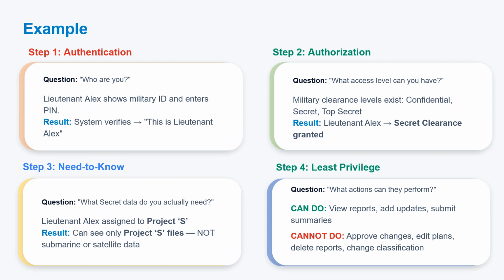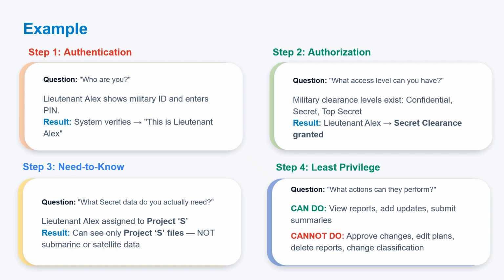Need to know: do you need this specific information? Even if you have secret clearance, you can only access intel related to your mission. Example: You may have clearance to view classified documents. But you can only see Project S if you are actually part of Project S. This concept prevents unnecessary exposure of sensitive information. You get access only if you need it for your role. That's need to know.